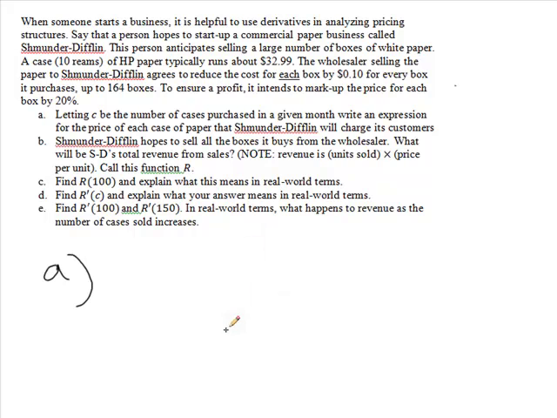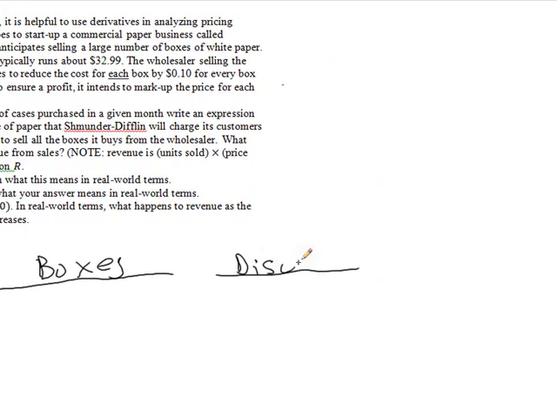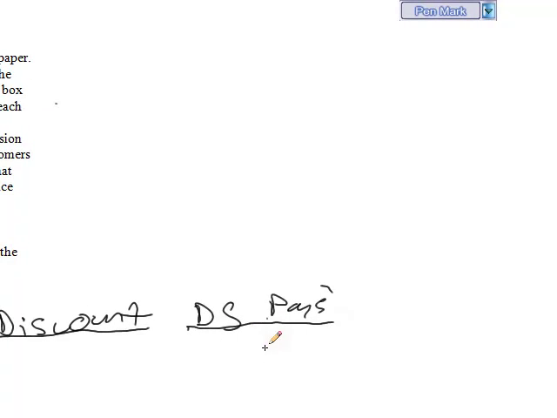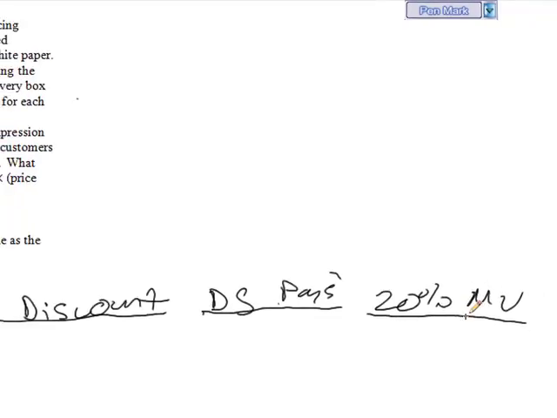Okay, well, it depends on how many boxes the company buys. So if the company doesn't buy any boxes, then they're not going to be charged by this wholesaler. So first we're going to look at the number of boxes. Then we're going to take a look at, if however many boxes, what is the total discount? So what does Schmunder-Difflin pay? Depending on how many boxes will determine the discount, which will determine how much Schmunder-Difflin pays, and then finally Schmunder-Difflin will do a 20% markup so that they can make some return on this.